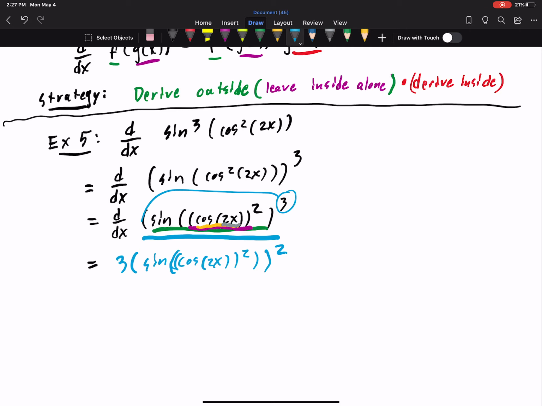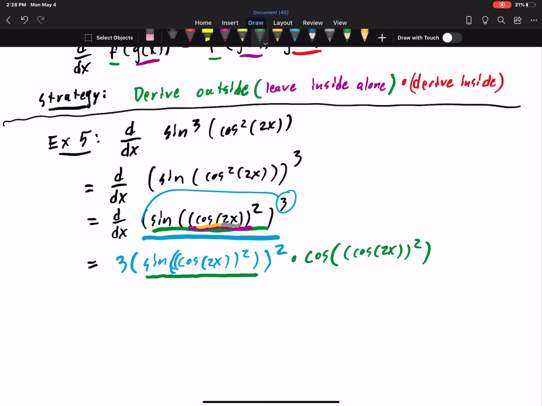Okay? Now we need to derive the inside of this thing. So the sine of all this loveliness. So the outside function of the green underlined bit is going to just be cosine. So you have cosine of everything that's inside that function. So you have cosine of cosine 2x squared. Okay? Because all we did was derive the sine. Now we need to derive the inside of that thing, which is going to be this squared function.